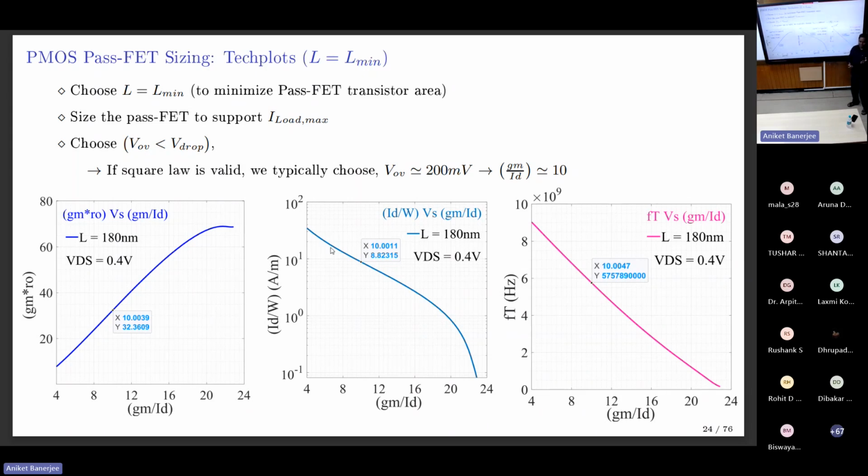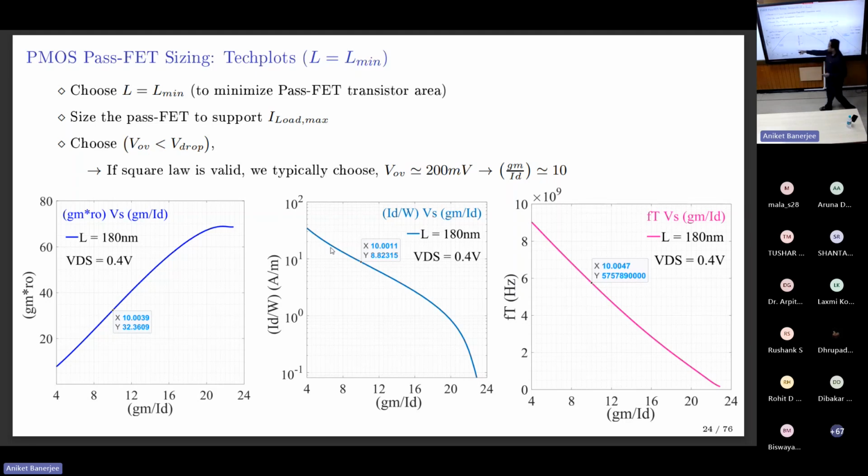Like somebody was mentioning telescopic cascode, which is very low VDS. And in this case, I know the VDS already, so I know the VDS value, I know the length value. Then generating this tech plot is only a VGS sweep. Only one sweep.